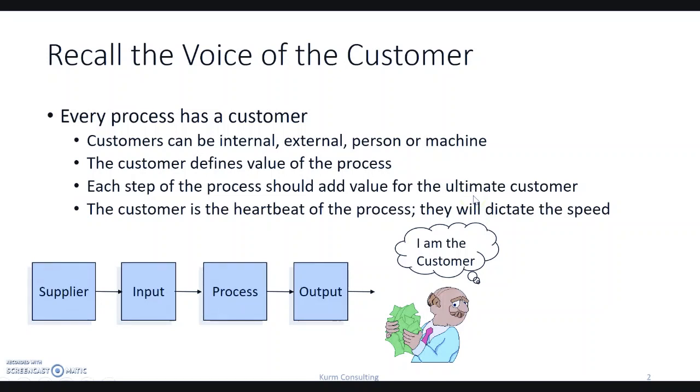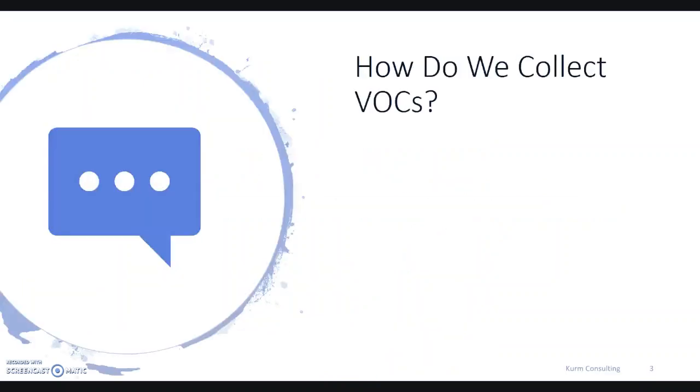Remember we did the SIPOC, and so this is something that we need to keep in mind for this step of the process, because we now need to start understanding, for each of the steps in the process, what are those key inputs and outputs, and are there particular outputs that we need to measure to say how good or bad is the process. So how do we go about collecting voice of the customer, or VOCs, as they're typically known?